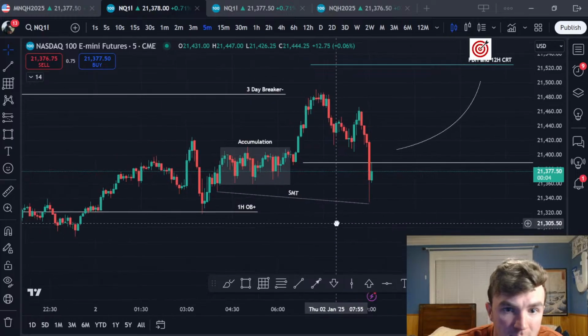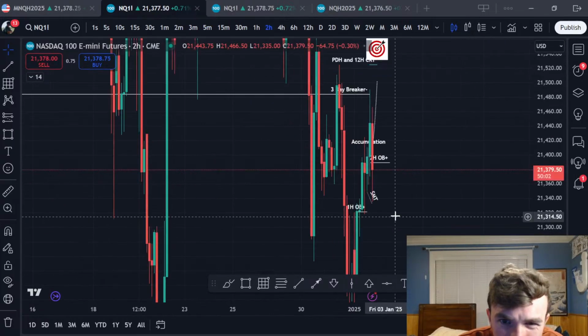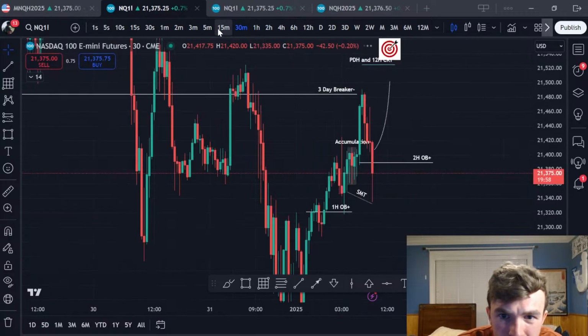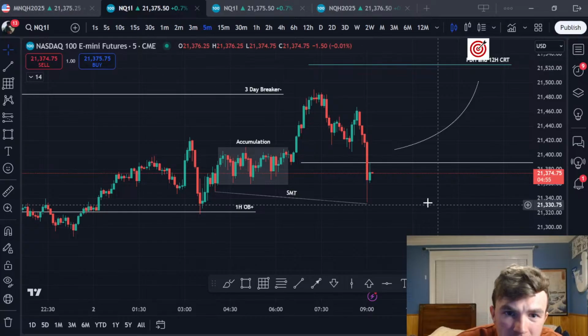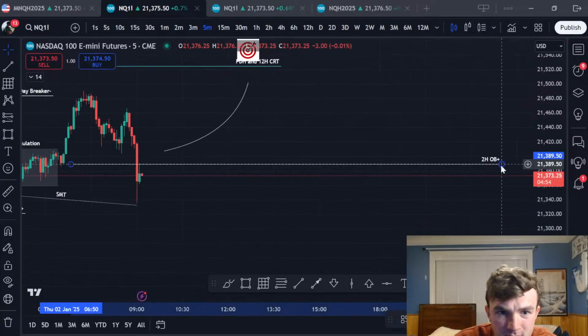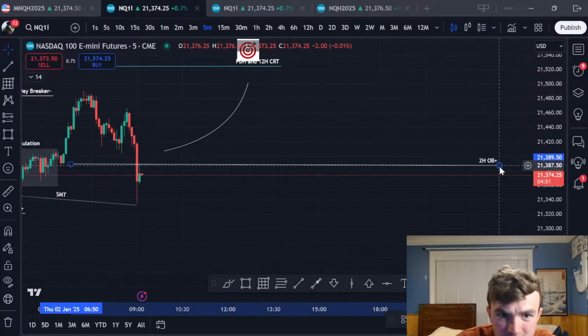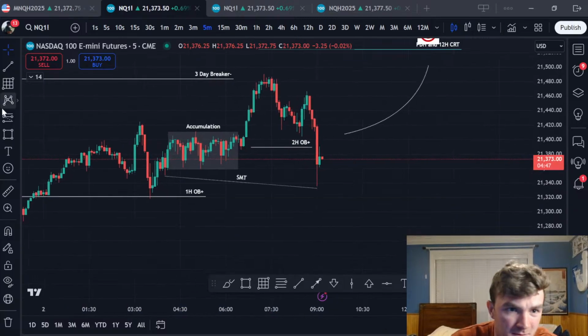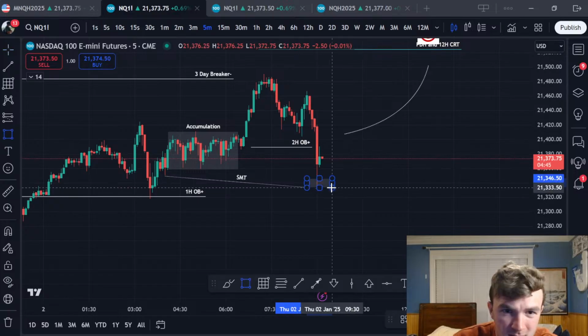And now we're pushing into, where's that 2-hour order block? Where'd it go? Oh, it's still there. Okay, it's right here. Possibly holding this 2-hour order block with SMT. I see this as possibly manipulation.